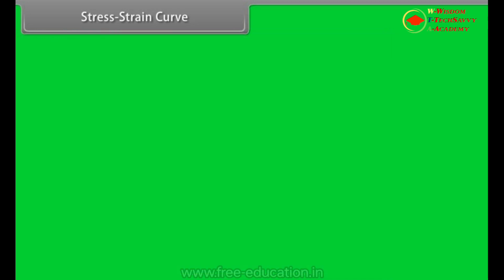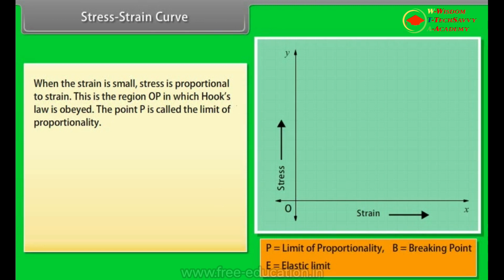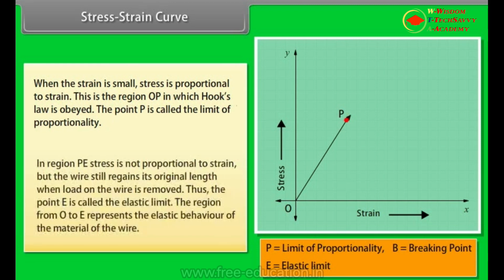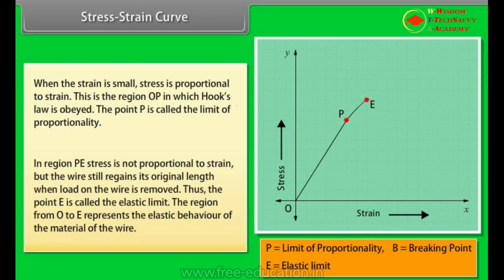From the curve, we note that when the strain is small, stress is proportional to strain. This is the region OP in which Hooke's law is obeyed. The point P is called the limit of proportionality. In region PE, stress is not proportional to strain, but the wire still regains its original length when load on the wire is removed. Thus, the point E is called the elastic limit. The region from O to E represents the elastic behavior of the material of the wire.